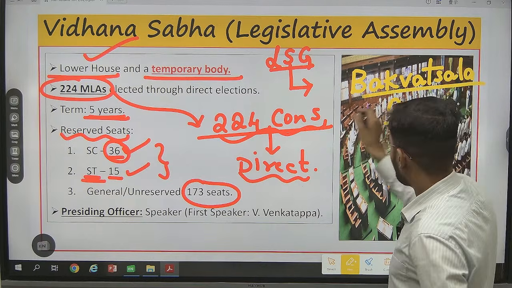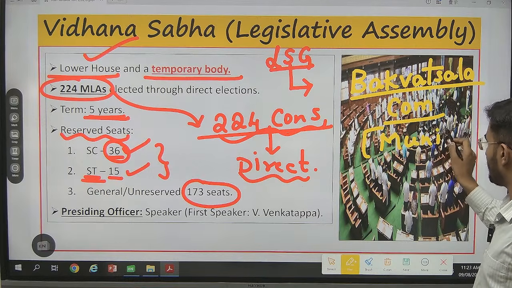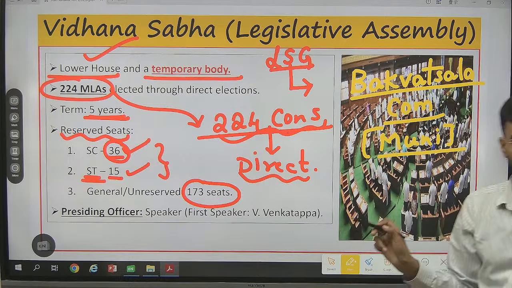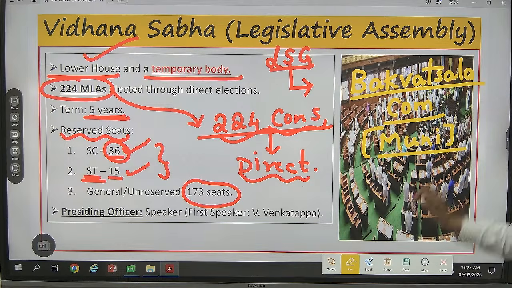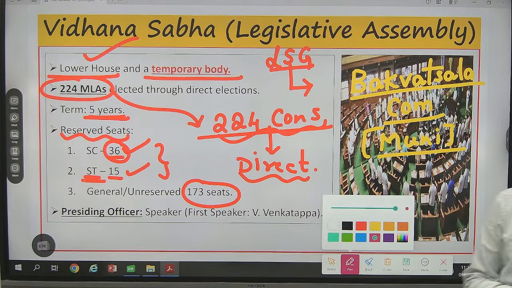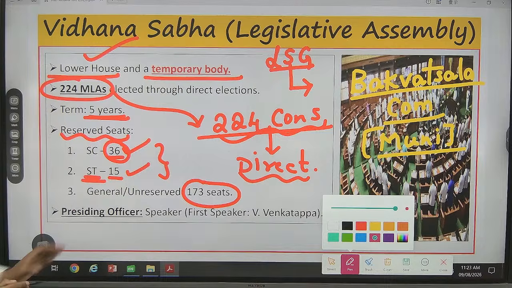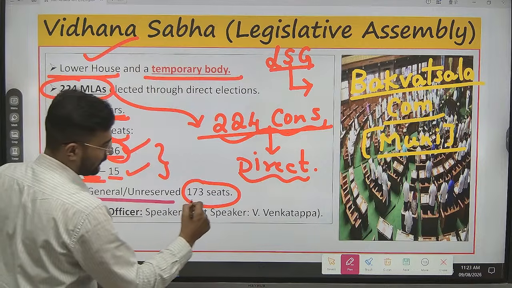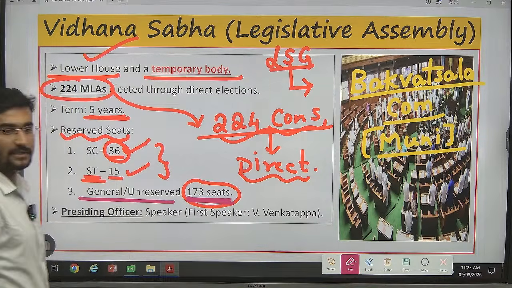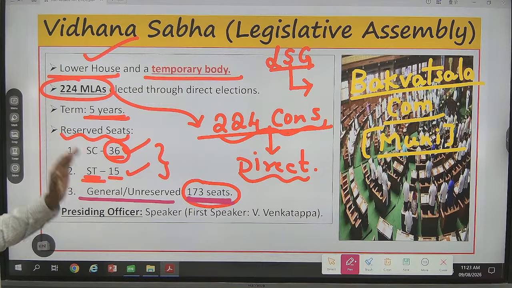Now we are only talking about, as of now, municipalities, the urban areas, but once the approval happens, it can be extended to other things also. But as of now we don't have any OBC reservation. Now general or unreserved, there are 173 seats which have been allocated to GM.